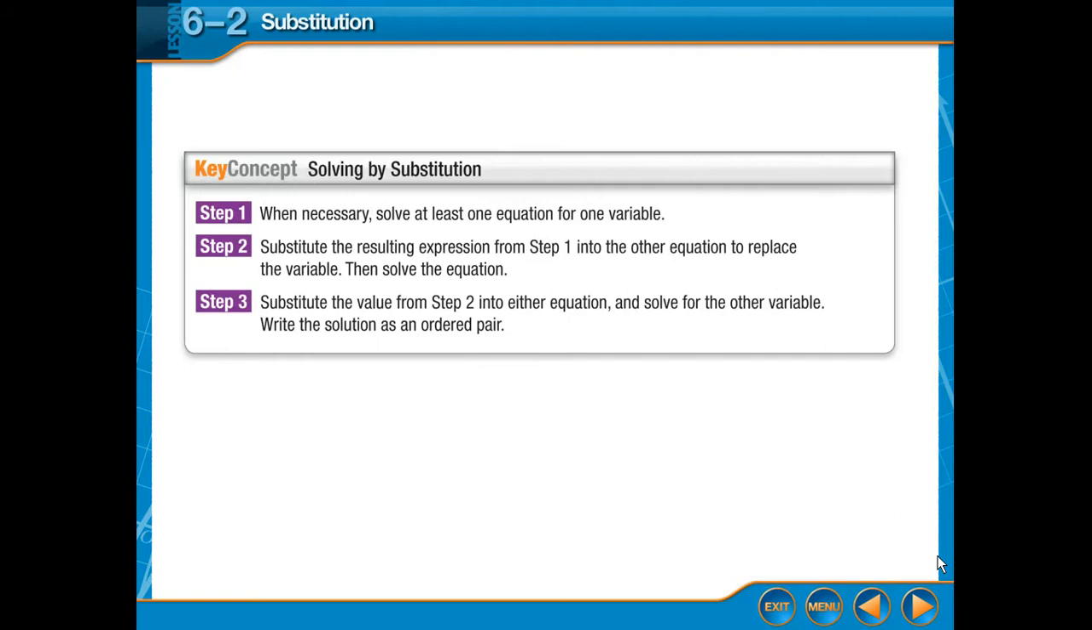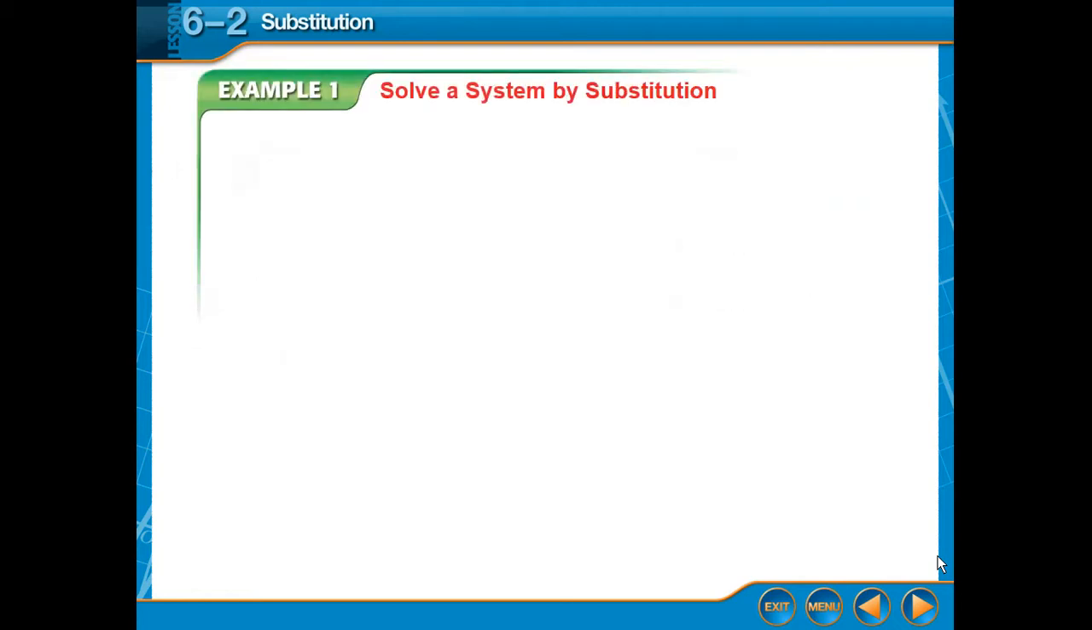Step 1, when necessary, solve at least one equation for one variable. So we want to get one equation so that we have one of the variables by itself. Step 2 is substitute the resulting expression from step 1 into the other equation to replace the variable, and then solve the equation. And then step 3, substitute the value from step 2 into the other equation and solve for the other variable. Write the solution as an ordered pair. So these words might not mean anything to you yet, but they will.